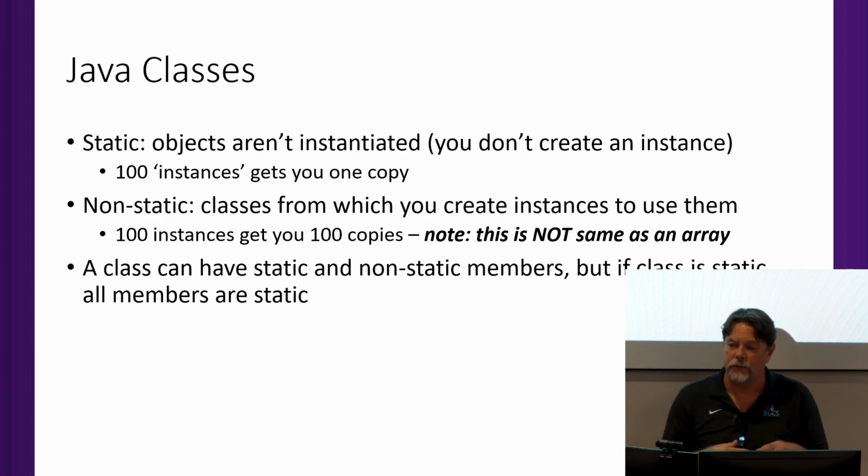As opposed to non-static, or I would call the normal classes, when you create an instance of one of those, you get your very own to use, and it has its own memory allocated to it. So if a program creates 100 instances of a class, it gets 100 copies. 100 times the size of that object has now been allocated from the memory.